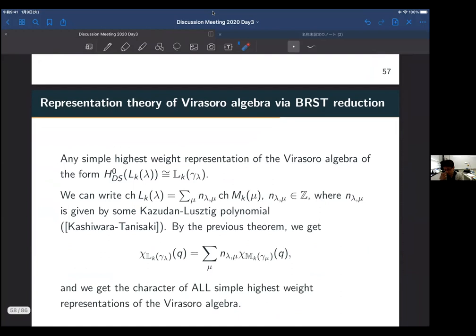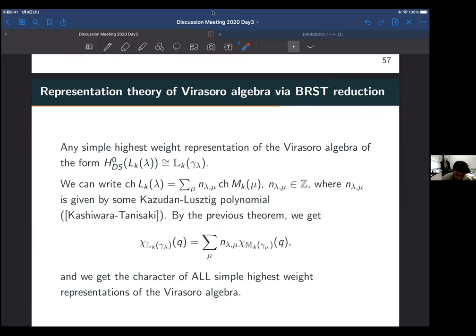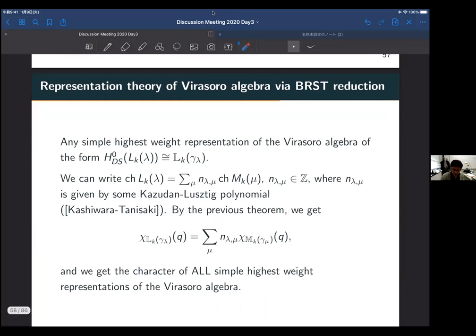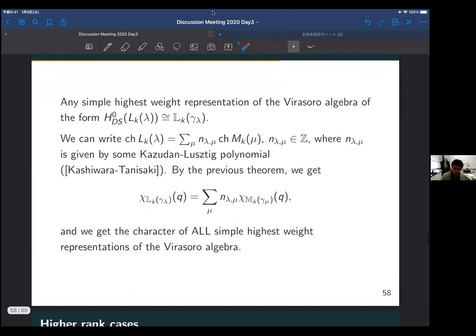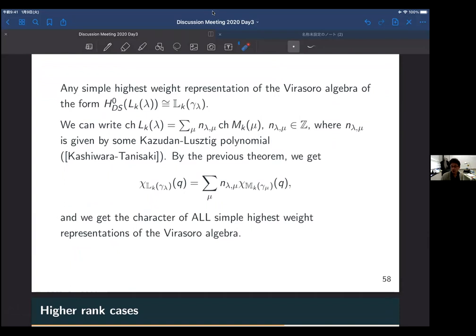So in this way, the representation theory of the Virasoro algebra has already been known, but in this way it gives the character of all simple representations of the Virasoro algebra from the character formula of SL2-hat. So we want to generalize such a statement to higher rank cases.